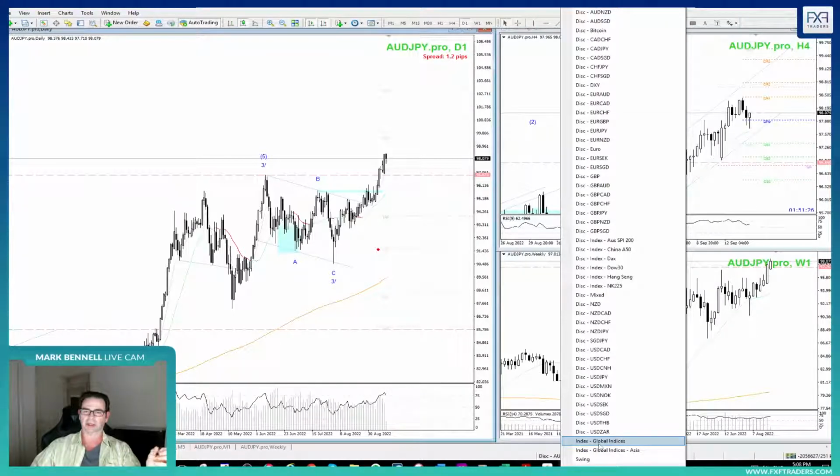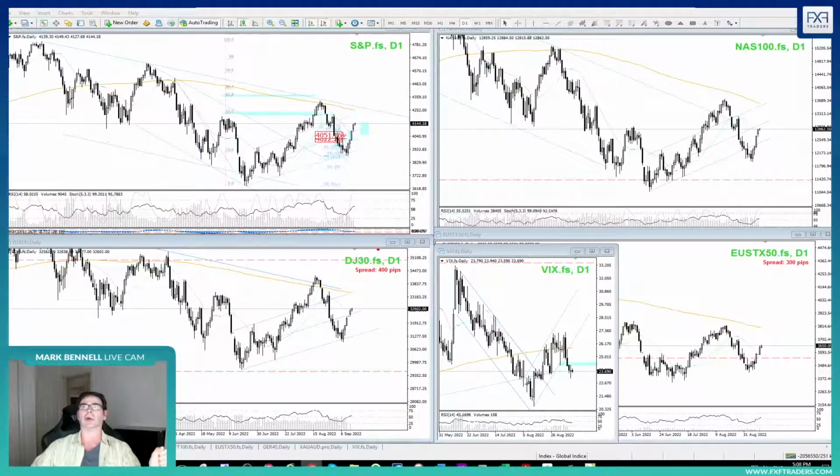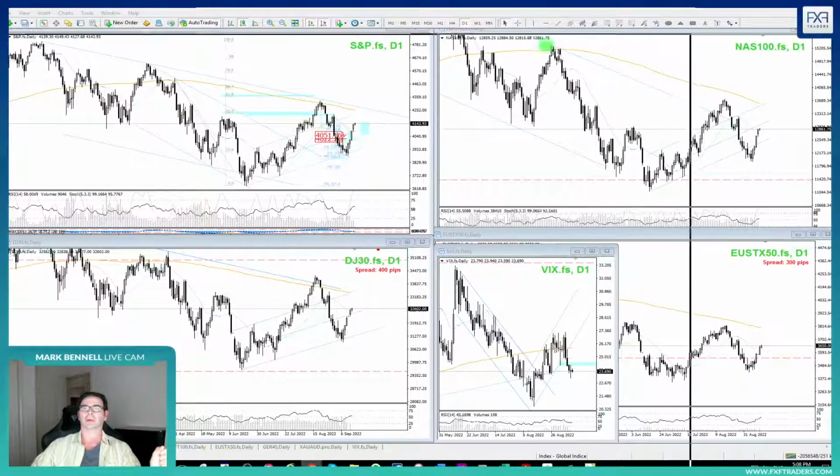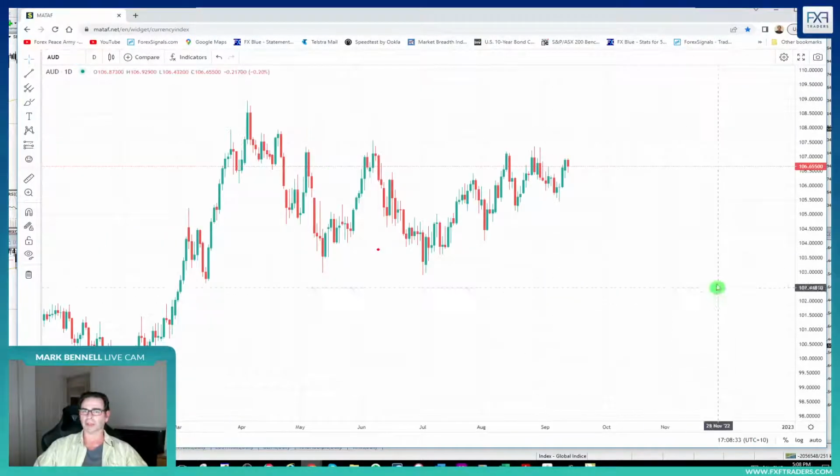So LSE's just brought up about the Aussie seeming a bit stronger, which it is. Let me show you what I'm looking at. We were looking at AUD.